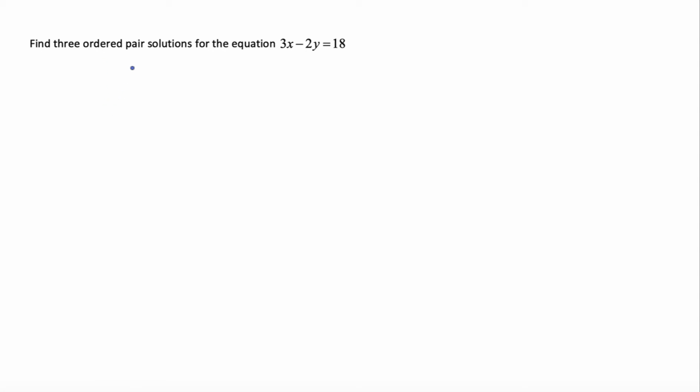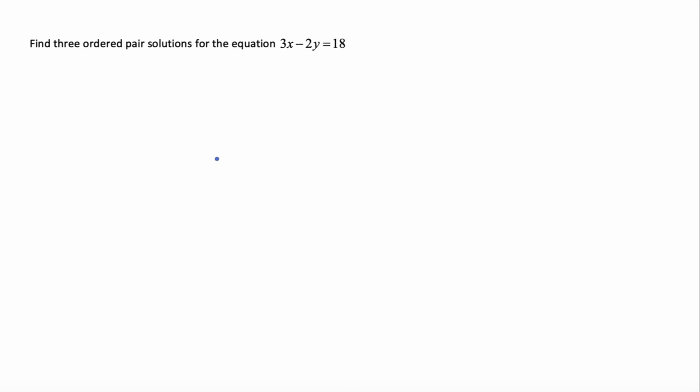Find three ordered pair solutions for the equation 3x minus 2y equals 18. You notice we're not given a table, we're not given any of the values to begin with, right? We are just asked to find three ordered pair solutions. So the good thing about this is that we can actually pick any values that we want.